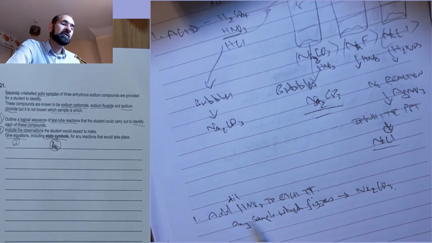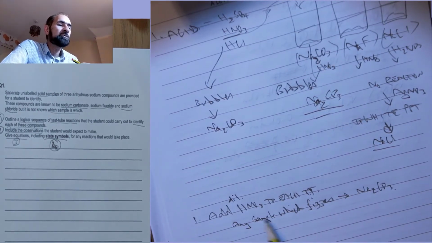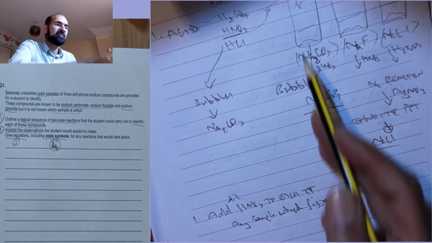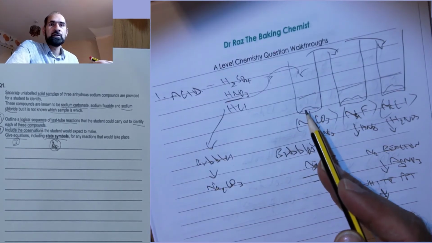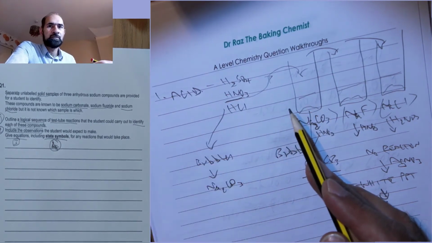So add dilute nitric acid to each test tube. Let's say, the way I've written it, add dilute nitric acid to each test tube. Let's say I take the first test tube and add dilute nitric acid, and it just so happens that it fizzes. I immediately know that that is your sodium carbonate.